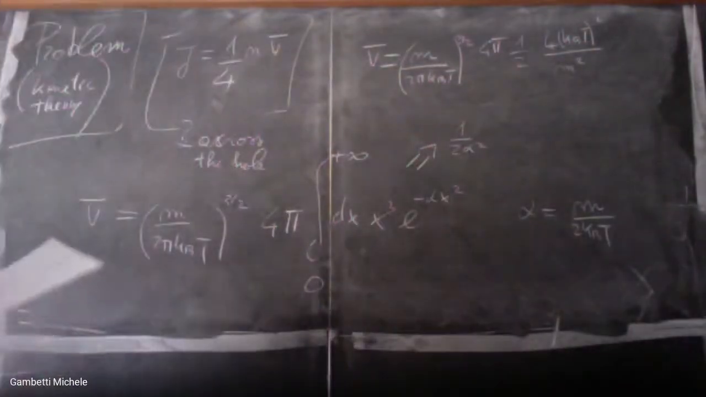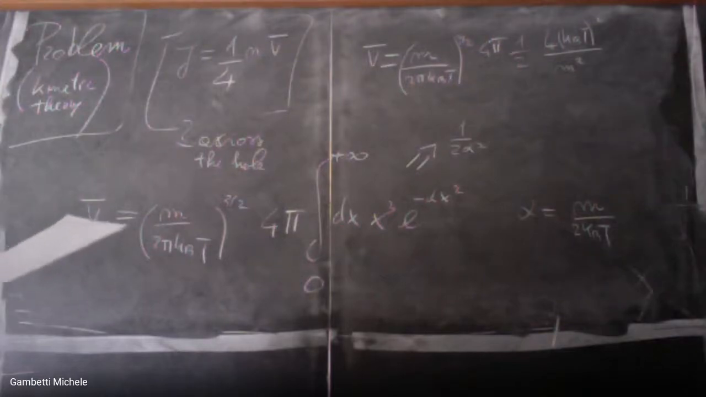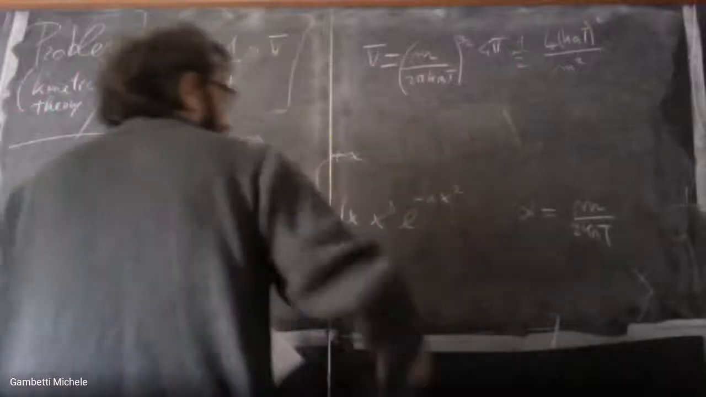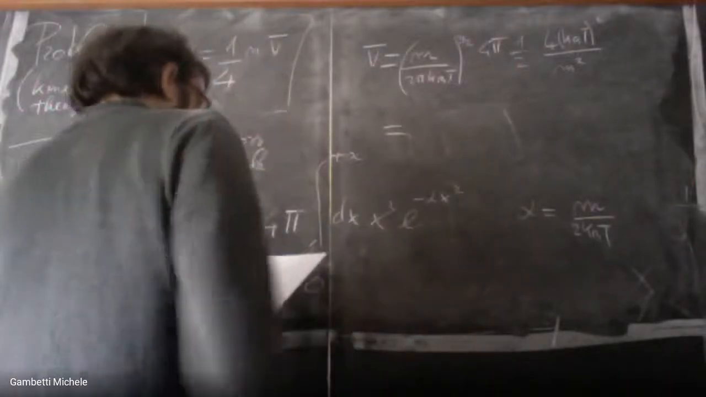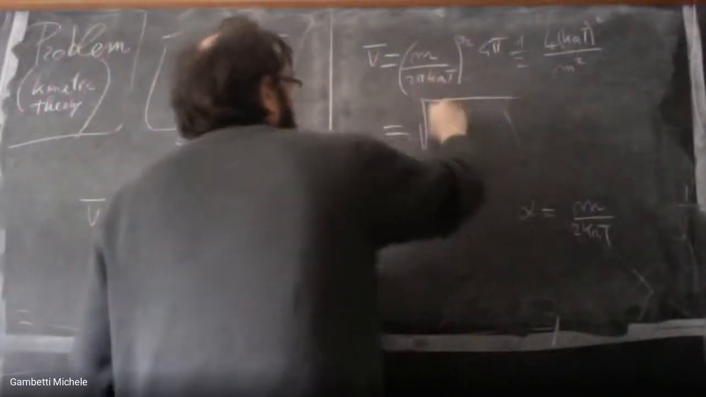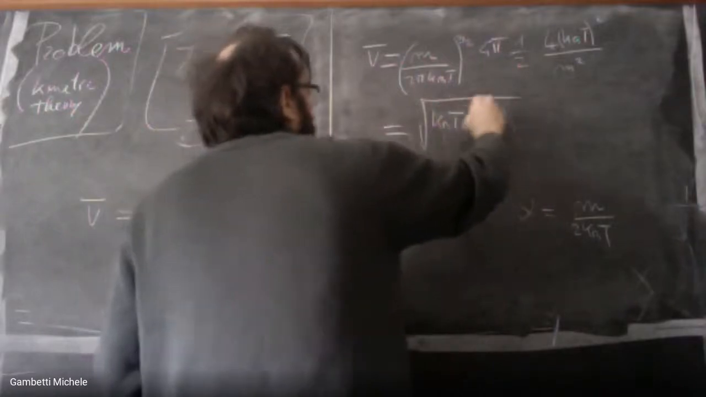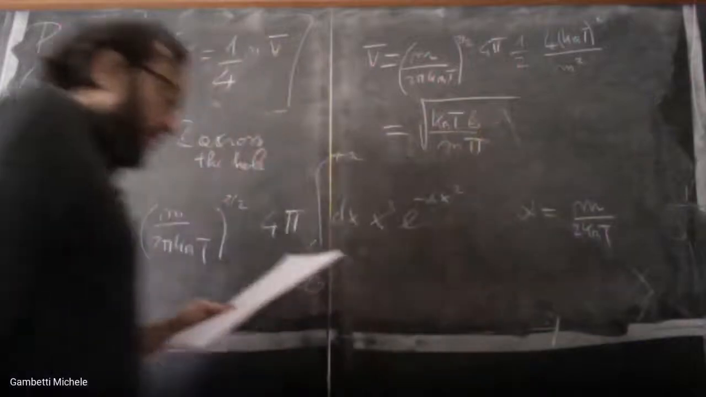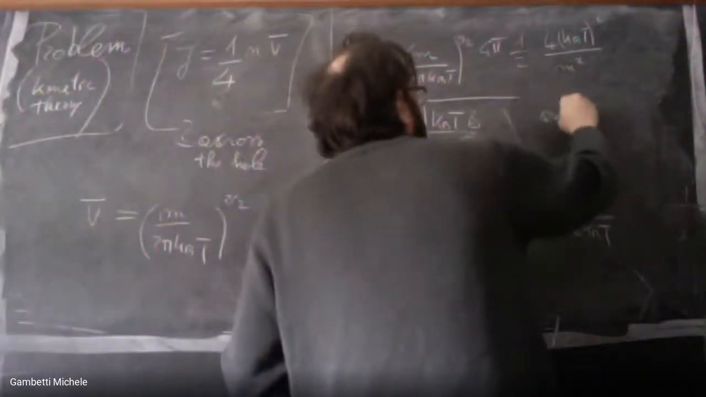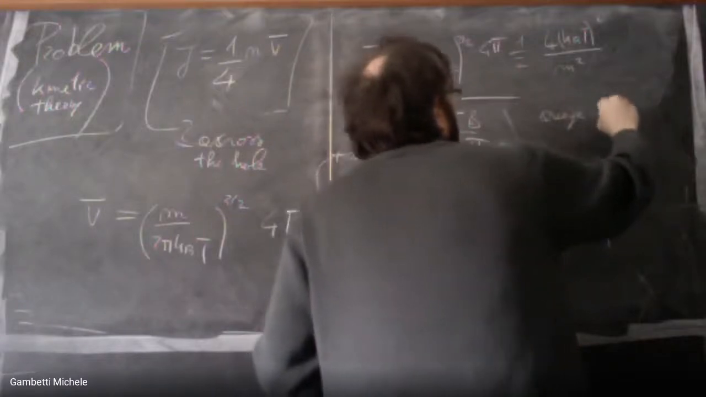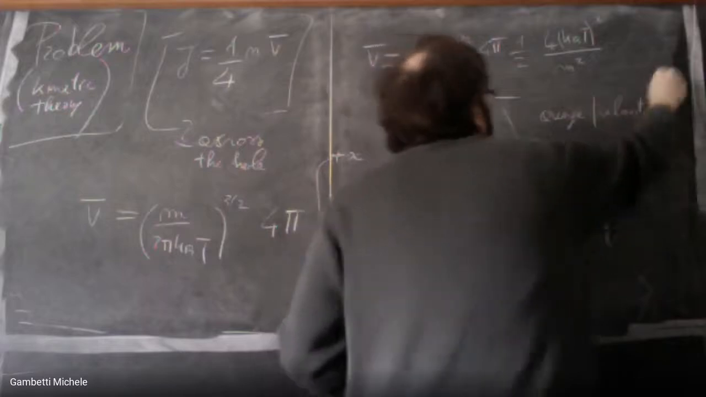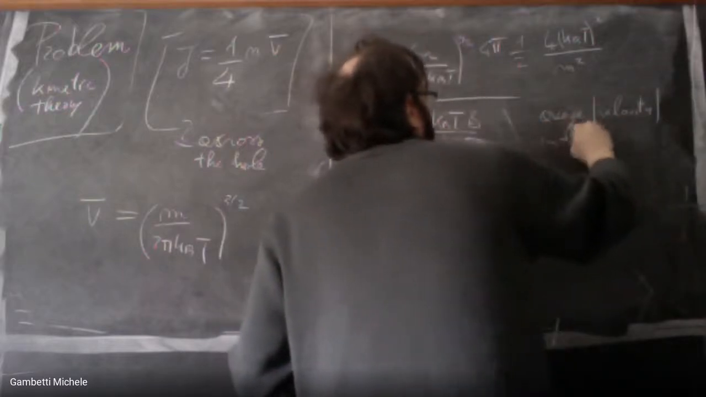Okay. Yeah, so this should be correct now, and you get a typical result, which is the following. So it's kBT times 8 divided by m pi. This is the average velocity, the modulus of velocity in the bulk.